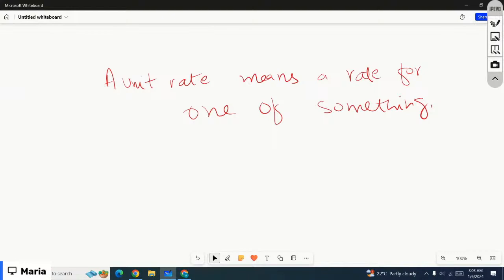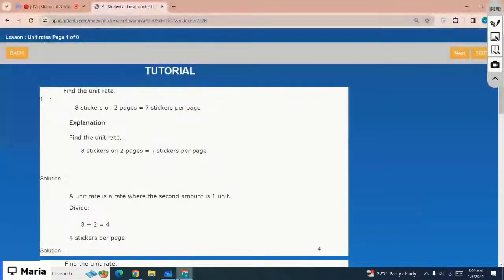So, how do we calculate the unit prices? Let's just start with the examples. Find the unit rate. 8 stickers on 2 pages. You have to calculate how many stickers on one page, right? A unit rate is a rate where the second amount is 1 unit, right? So you have to divide 8 by 2. When you divide 8 by 2, the answer is 4. That means there are 4 stickers on one page. Got it?